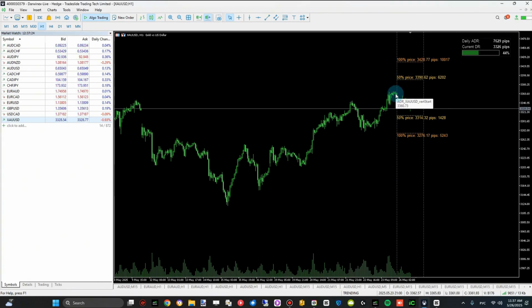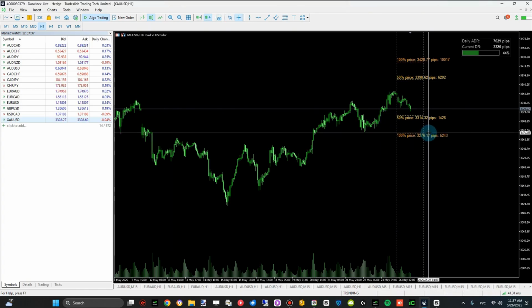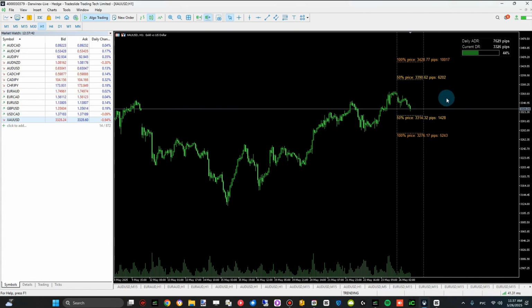For example, if from the daily candle's opening price we reach this level, it means the asset has covered 50% of its daily range. If it reaches here, it means it has reached 100% of its volatility. This is the average daily value.